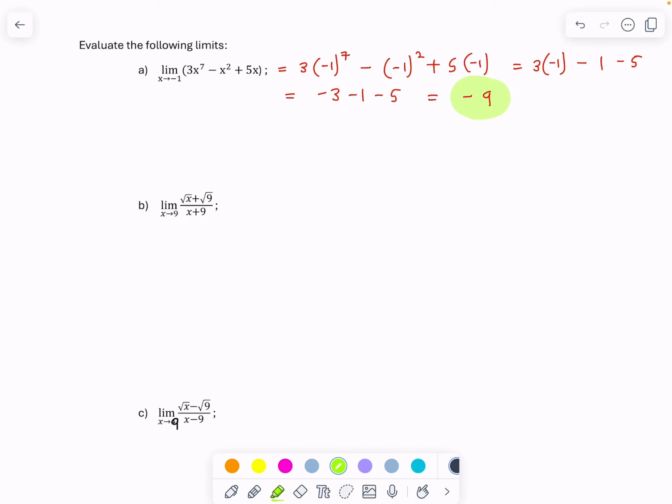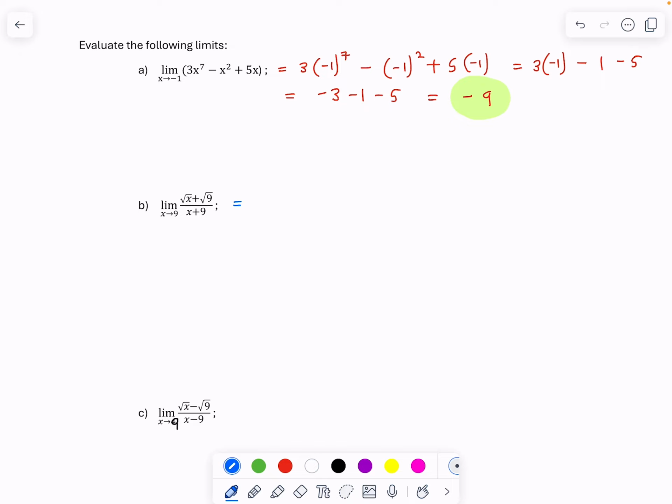Okay, so for the next problem, B, this is a rational expression, and when you are evaluating the limit of a rational expression, one thing you want to avoid is the denominator being 0. If the denominator is 0, then you look for another way to evaluate that limit. So if we plug in 9, which is the value x is approaching, let's see if the denominator is going to be 0. If the denominator is not 0, then we are fine.